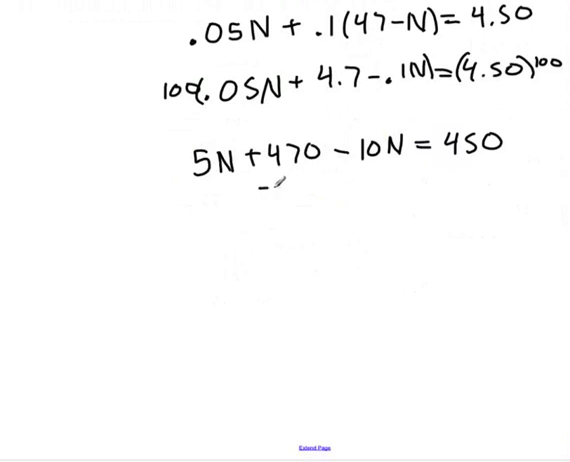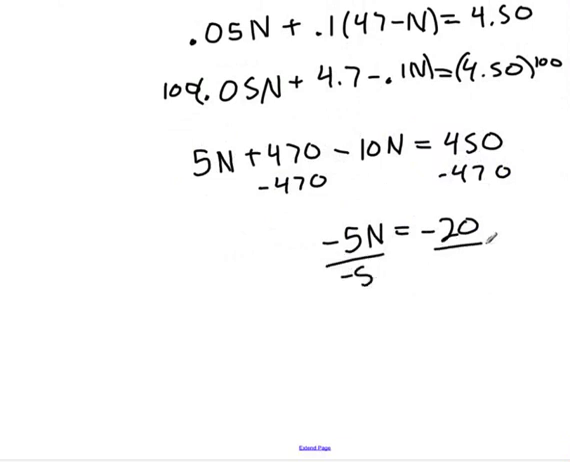I'm going to subtract 470 from both sides, and combine like terms, so you end up getting negative 5n equals negative 20. It's pretty easy: you subtract the 2 and then you take the sign of the bigger number. Divide by negative 5 on both sides. So n equals 4.